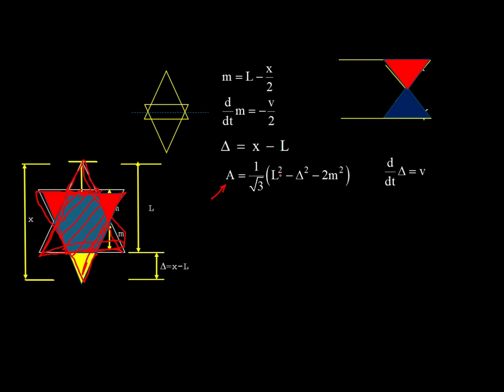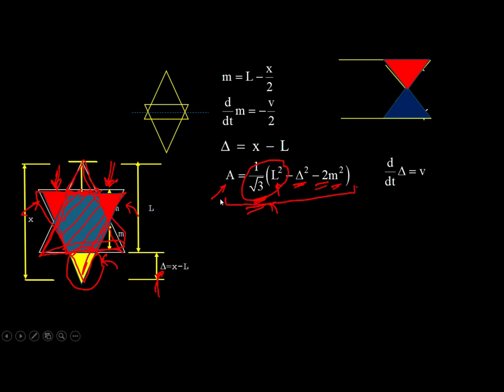So this total area is L square by root 3. We've just seen the formula to find the area of a triangle. Then we have to subtract the area of this yellow triangle, and the area of these two red triangles. The height of the yellow triangle is delta, so its area is delta square by root 3. This we have subtracted. And there are two red triangles, so the area combined is 2 times m square by root 3. So this is the area having flux in the region of magnetic field.